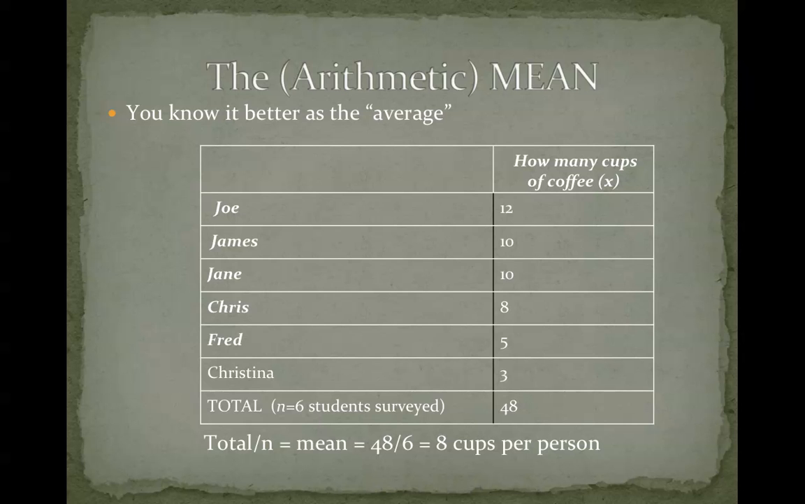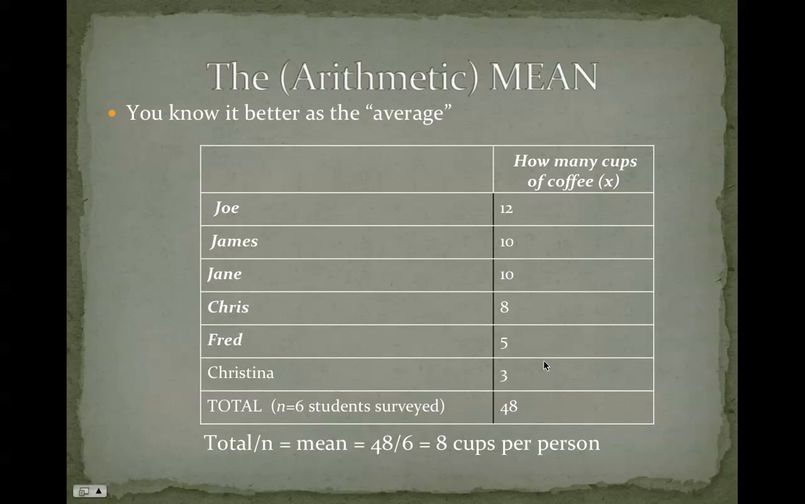Let's use an example where, let's say we went to Starbucks and we asked, say, 6 people how many cups of coffee they've had in, say, the last 24 hours. And keep in mind we're at Starbucks, so they're coffee drinkers. Joe has had a lot of cups of coffee. He's had 12 cups of coffee in the last 24 hours. James had 10 and Jane had 10. Whereas Chris had only 8 and Fred had 5 and Christina had 3.